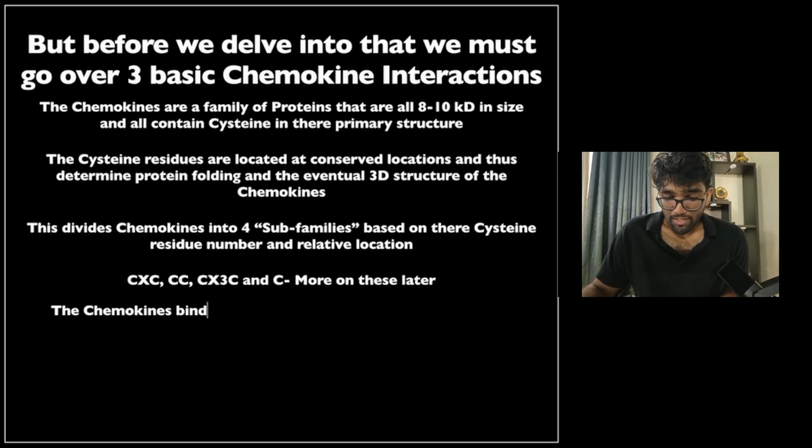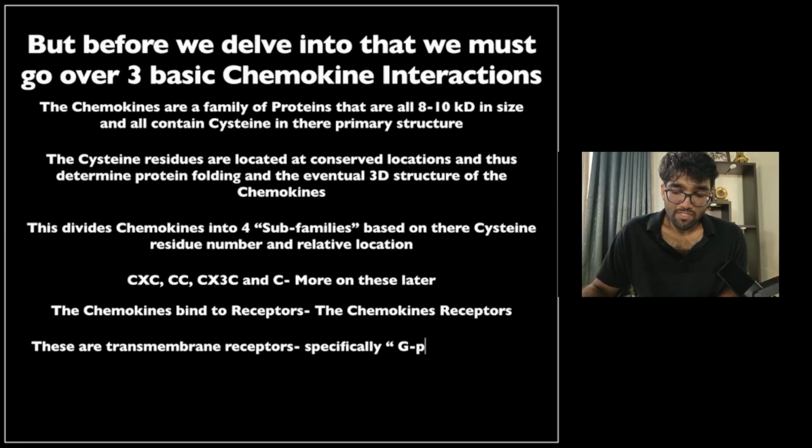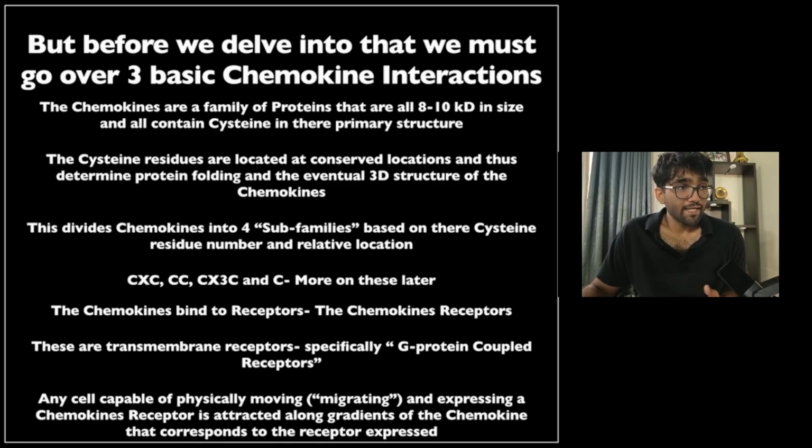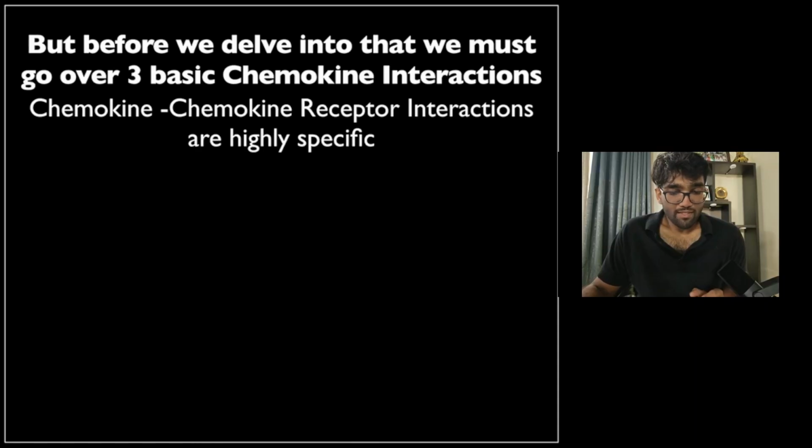Now, the chemokines bind to specific receptors, and these receptors naturally are called chemokine receptors, and these are transmembrane receptors. Specifically, they are G protein coupled receptors. Therefore, any cell that expresses a chemokine receptor moves along the gradient of chemokines that are being produced from a particular source. So it moves towards increasing concentrations of that particular chemokine. Now, having said this, chemokine receptor interactions are highly specific, and therefore it is important to know them in order to understand how immune cells are located in relation to one another.